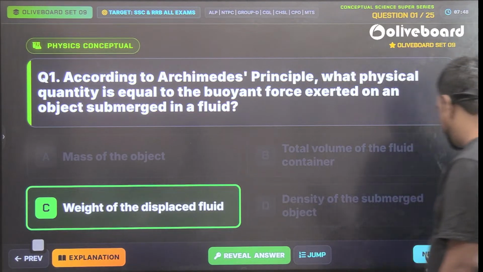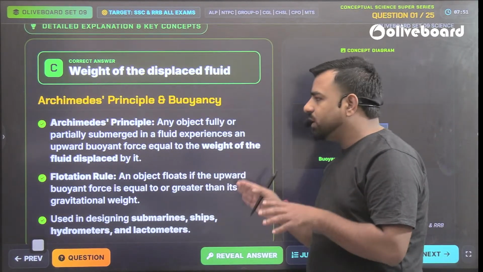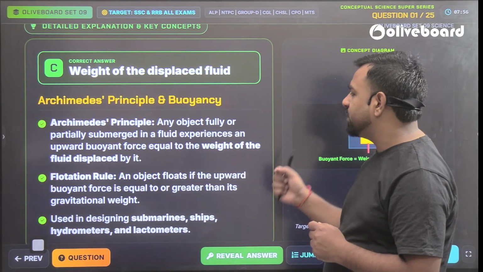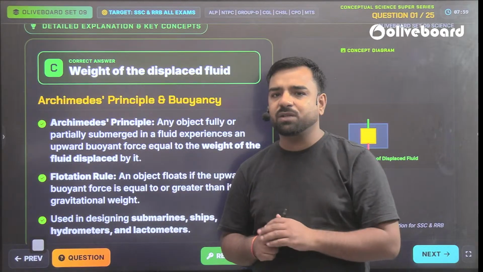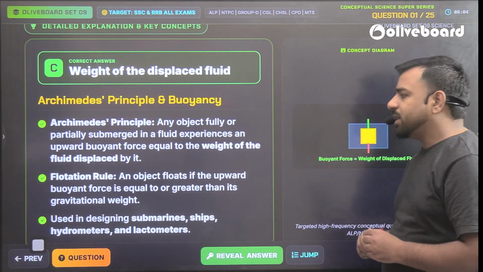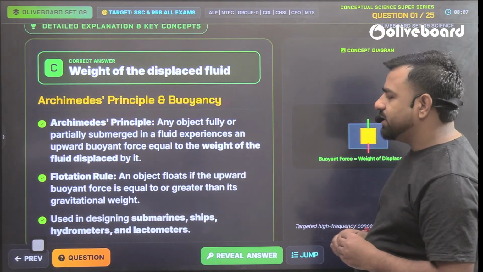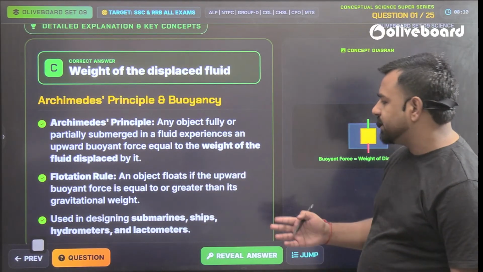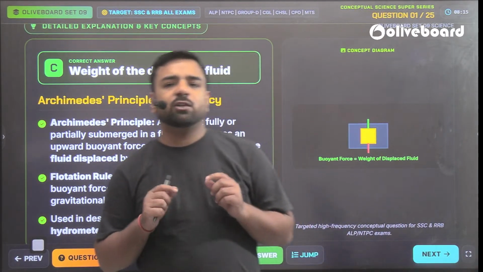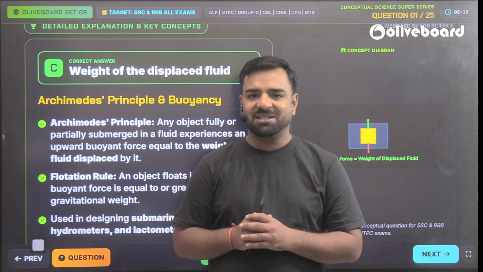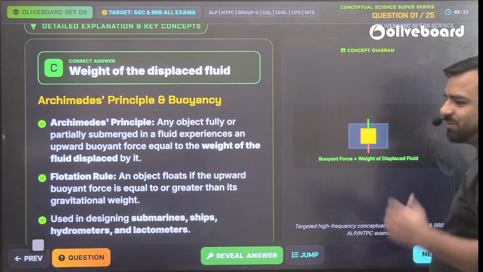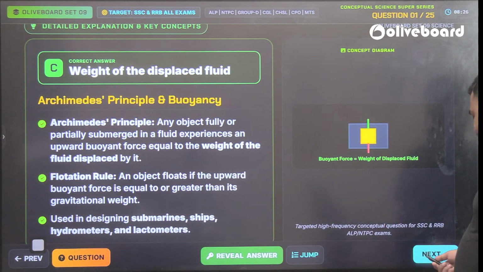Okay, so I have to explain you a little bit here. Any object fully or partially submerged in fluid experiences an upward buoyant force which is equal to the weight of the fluid displaced by it. So that's why option C was the correct answer. So what is the flotation rule? An object floats if the upward buoyant force is equal to or greater than its gravitational weight, and that's used in designing submarines, ships, hydrometers and lactometers. What is the role of a lactometer? Lactometers are used for finding the purity of milk. Got it? So this was the first question. It's totally okay, Harry. In the examination you won't be wrong. This was linked with buoyancy and this is clear.